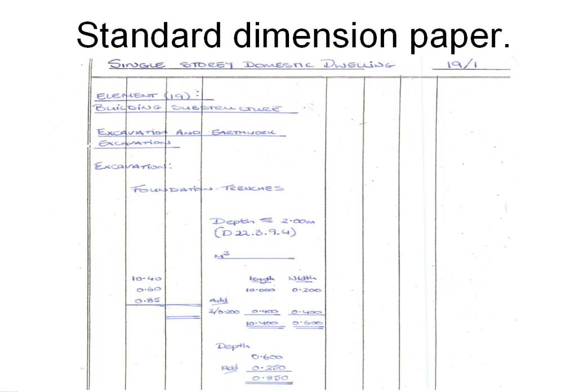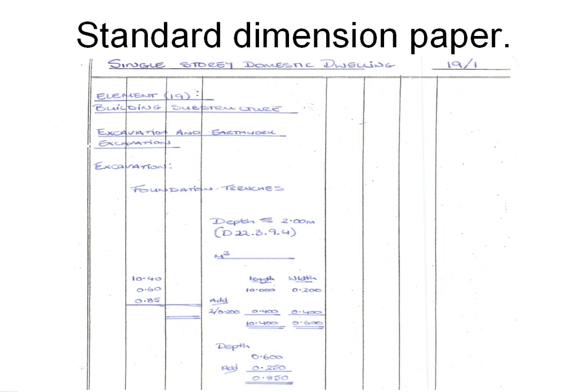In relation to commencing takeoff itself, we have an example of excavation for foundation trenches. This example is compiled using the ARM, the Agreed Rules of Measurement. We can see in the description column the depth of the foundation trenches. The reference D22394 refers to the ARM, D being the work section, 22 being the page number, 3 being the category 1, 9 being category 2, and 4 being category 3.